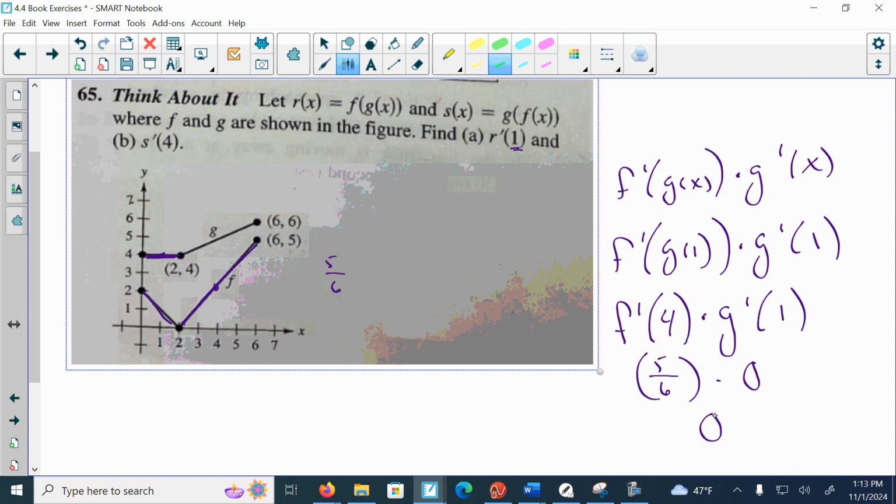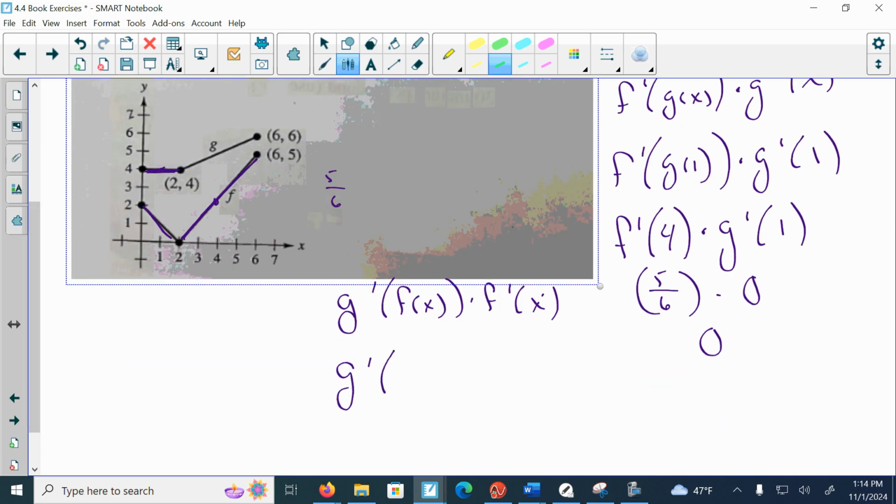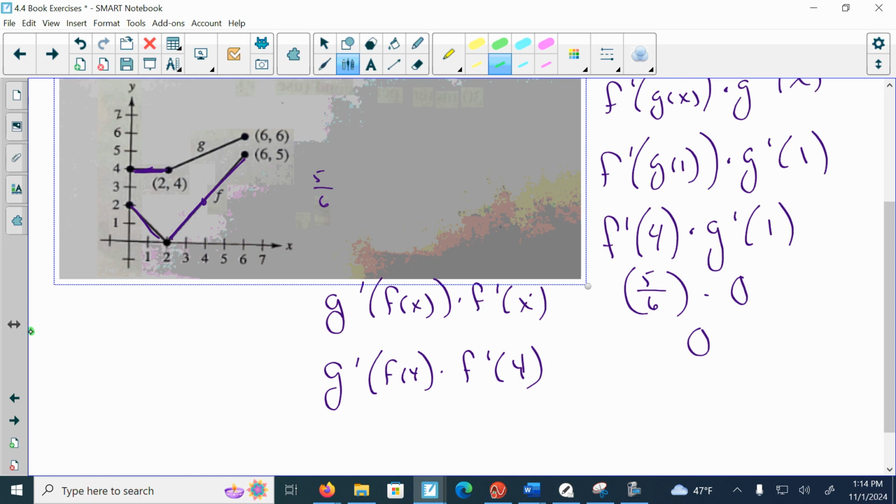So going the other way, I'm going to do the derivative of g at f of x times the derivative of f of x. So this one we're doing, because that's the formula for it, and we're doing 4. So I'm going to do the slope of g at f of 4 times the slope of f at 4. So f of 4, I'm going to erase all my markings. So f of 4 is here, which looks like it's about 2.